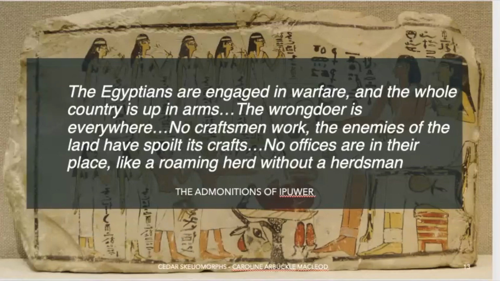No offices are in their place, like a roaming herd without a herdsman. Now, when Egyptologists first found these passages, they took them largely at their word. The First Intermediate Period was seen as a dark age when craft production all but halted and everybody was just killing each other. And this period lasted for over 100 years.